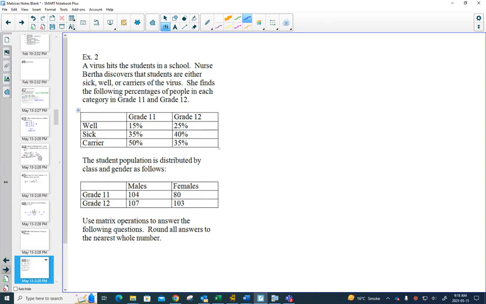So what we're going to do is make this matrix A. We're going to note that matrix A is a 3 by 2. The 3 is well, sick, carrier, and the 2 is grade 11 and grade 12.